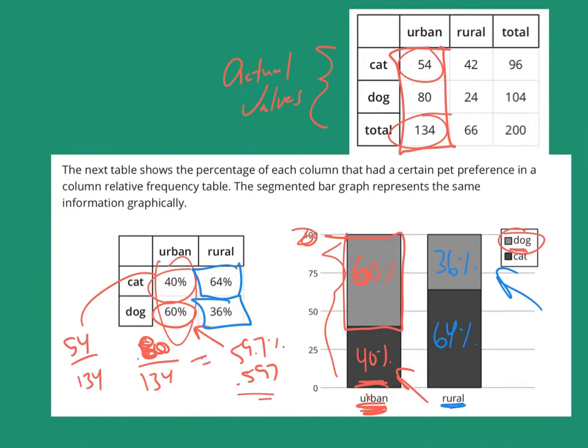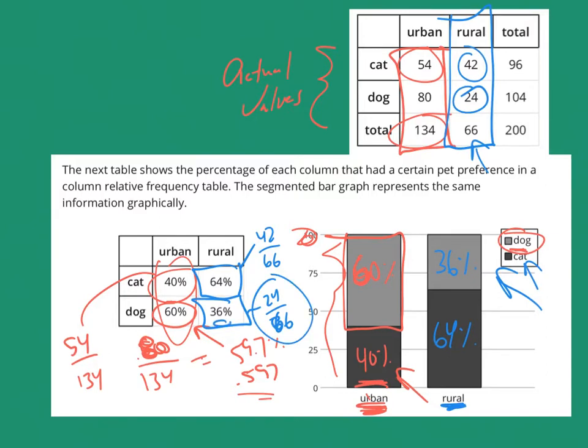Of the rural dwellers, 64% have a cat. And of the rural dwellers, 36% have a dog. So a smaller percentage have a dog. And when I look at the rural counts, that makes sense. Less of them had a dog than had a cat out of the total, 66. So the 64% was 42 out of 66, and the 36% was the 24 out of 66. This is almost about a third, which is right around 36%. Makes sense. Should start coming together.